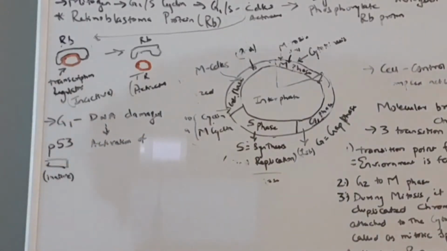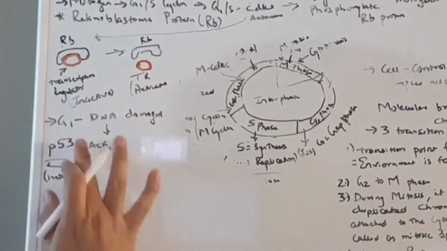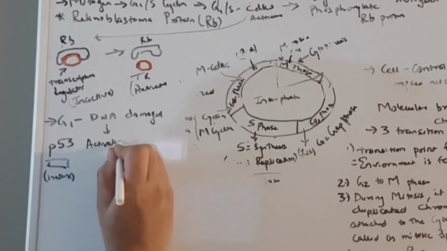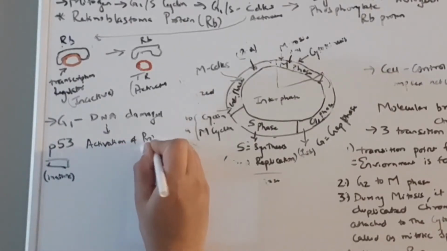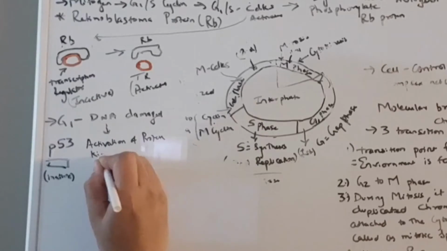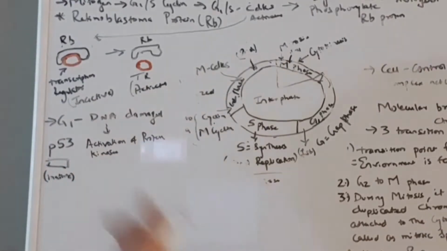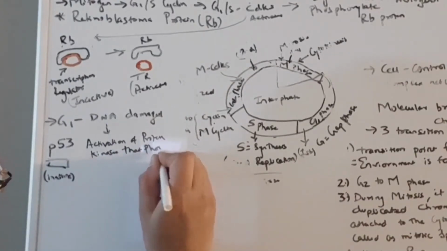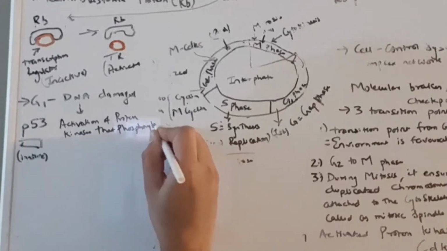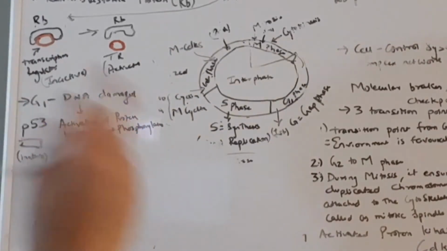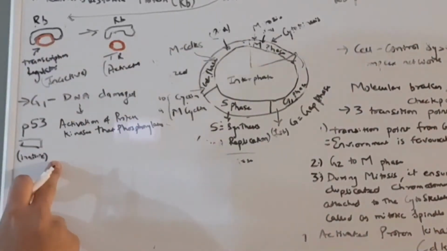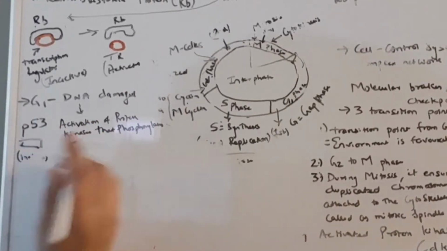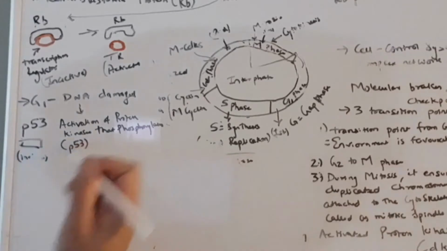Okay, I think I will use the new one. Right, so what will happen? So activation of protein kinases. So there will be an activation of protein kinases, and what they will do is phosphorylate this P53. Oops, sorry, it will be written like this actually.